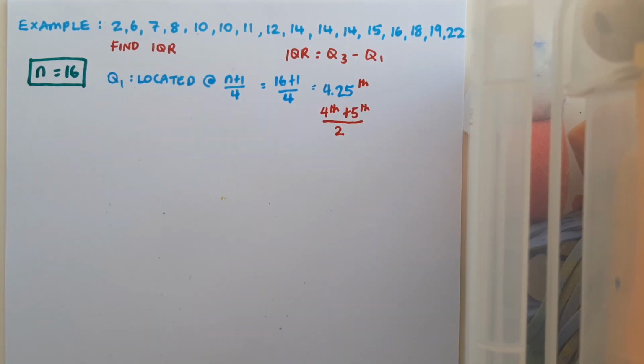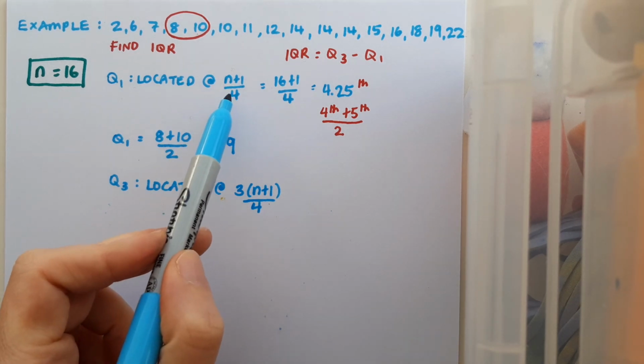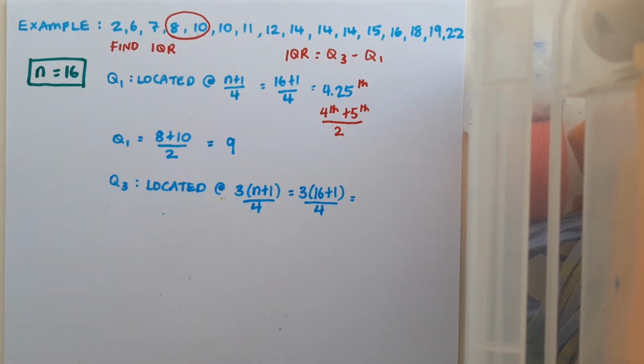So I'll go to my list and locate those two values. And my 4th and 5th values are 8 and 10. So I'm going to add 8 and 10 and divide by 2. And in this case, Q1 is going to be 9. Then I'll go on to calculate Q3, first of all, by finding its location. And I'll find its location using 3 times (n plus 1) over 4. You must make sure to know these two formulae. And filling in 16, that's going to bring me to the 12.75th piece of data. But like before, there is no 12.75th piece of data, so instead I'll hit the 12th and 13th and average those.